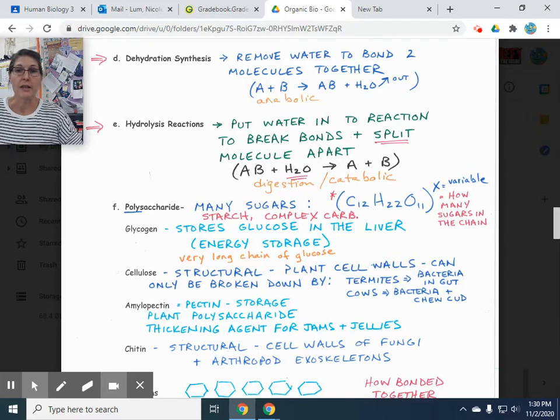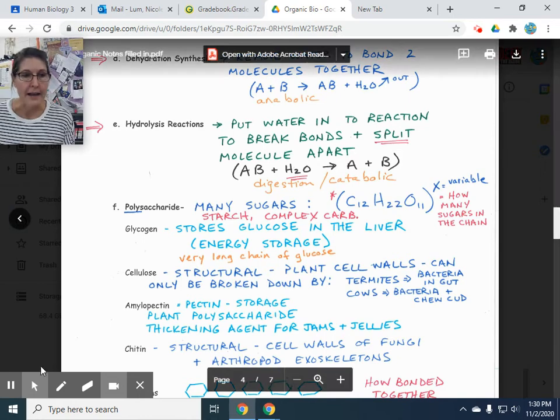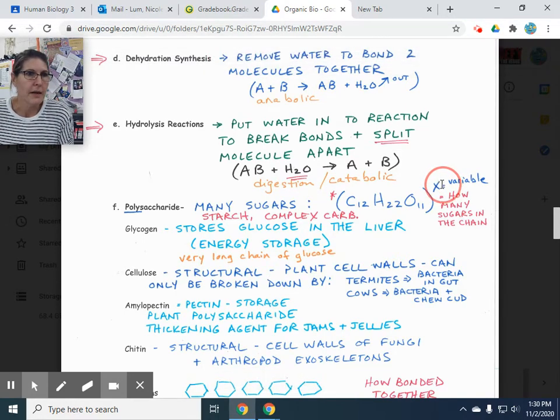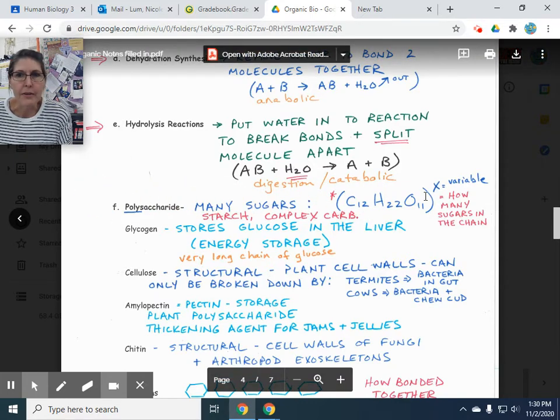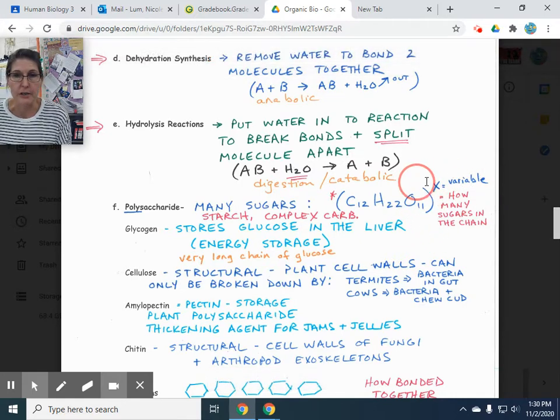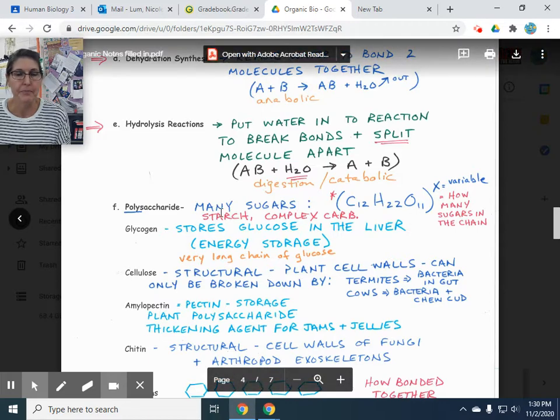So usually we just say that our ratio is C12H22O11 to that X variable that you see here. That variable is how many monosaccharides or disaccharides do I have joined together. Okay, that means that's my ratio depending upon how many sugar chains or sugars are in that particular chain. It's not going to be exactly a 1 to 2 to 1 ratio.